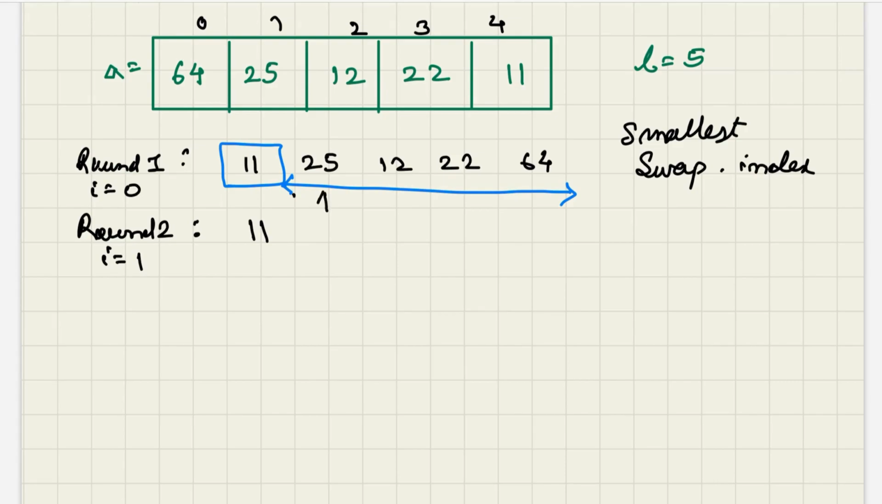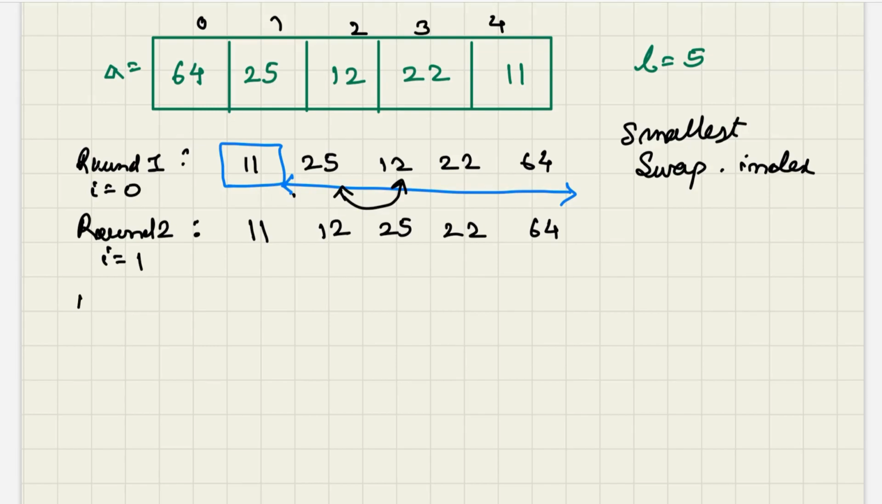Now, my comparison is 25 with the rest of the elements in the unsorted array. If I look at this unsorted array, 12 is my smallest element. So I should compare 12 with 25 and swap it with 25. Now I have 12 here and 25, 22 and 64. So these two are now swapped.